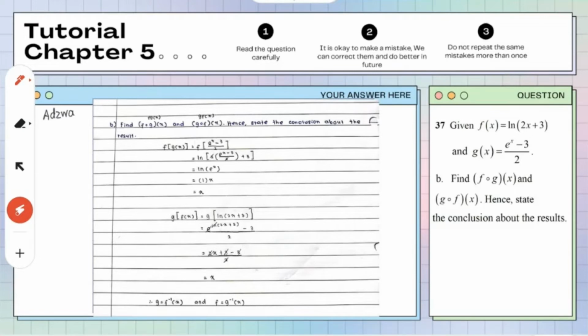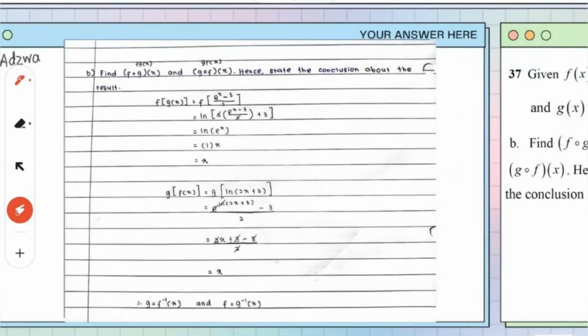So this time, the question asks to find the composite of fgx and gfx and hence state the conclusion about the result. Okay, saya rasa jawapan dia akan dari both x lah kan. So let's look here. So fgx, kita akan gantikan g dalam kita punya f. So here it is. After kita substitutekan, okay, this one is correct. So bila substitutekan, kita ada negative 3 dengan 3 pun akan potong kan. So tinggallah ln e of x and then kita dapat x sahaja. Okay, this one is correct.